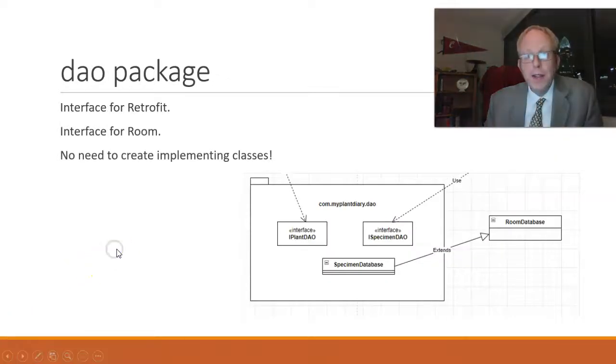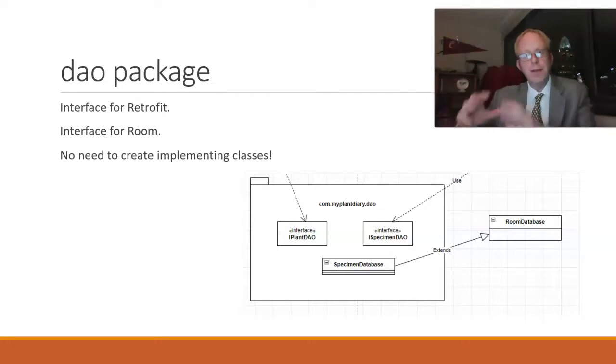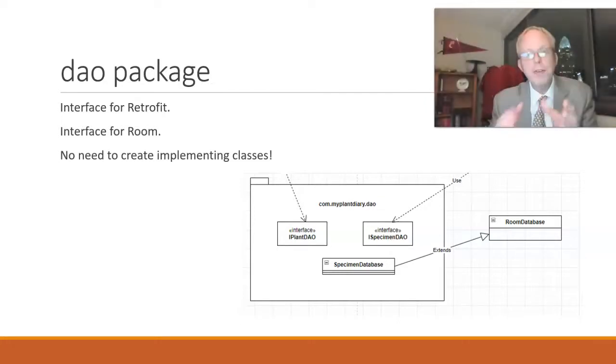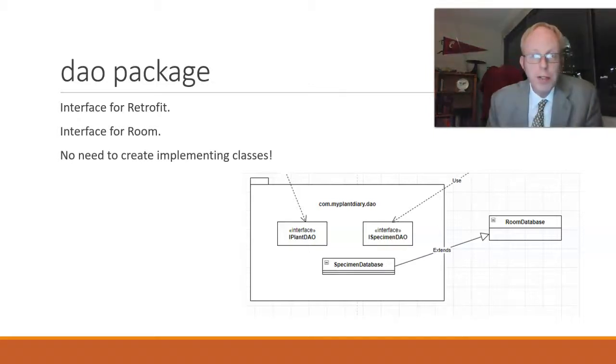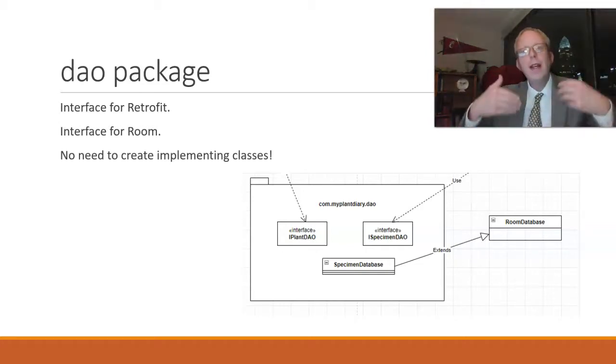The DAO package is for persistence, and we're going to do two different types of persistence in our application. The plant DAO is a retrofit interface, and retrofit allows us to fetch JSON data from the internet, parse it, and it parses it into DTO objects. Remember those DTOs we were just talking about? Here's where we see we can read just raw text data from the internet in JSON format and then create Java objects out of that and use those Java objects in our application.